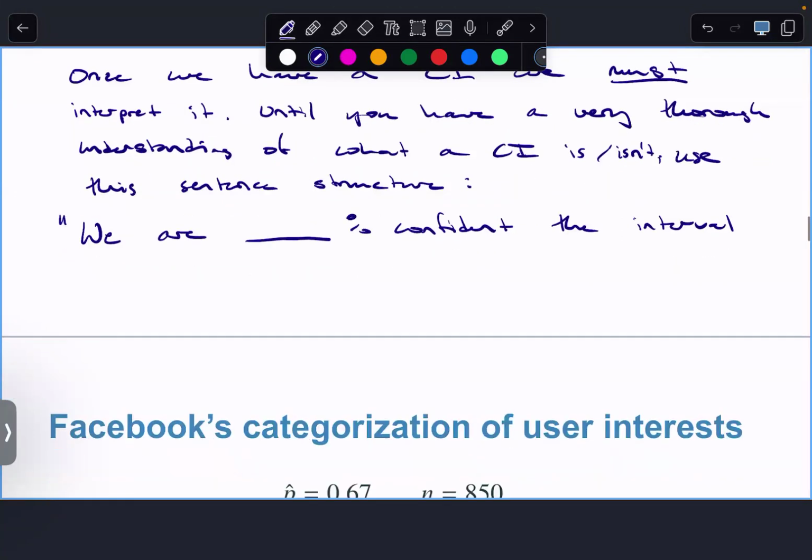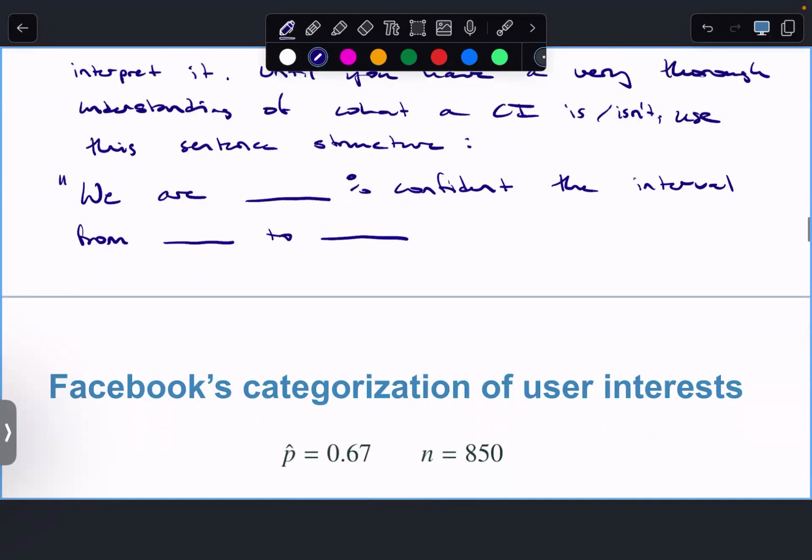The interval from blank to blank, right? From your lower to your upper, captures. Let's highlight that because that's a really important term in here. Captures, thinking about our fishing example, we're trying to catch the population proportion, right? And so we're trying to capture this thing. It's fixed, it exists, we don't know what it is, right? So it captures the parameter.